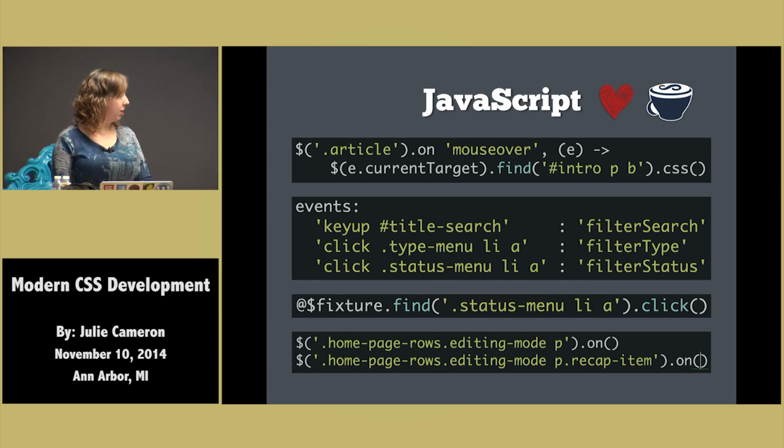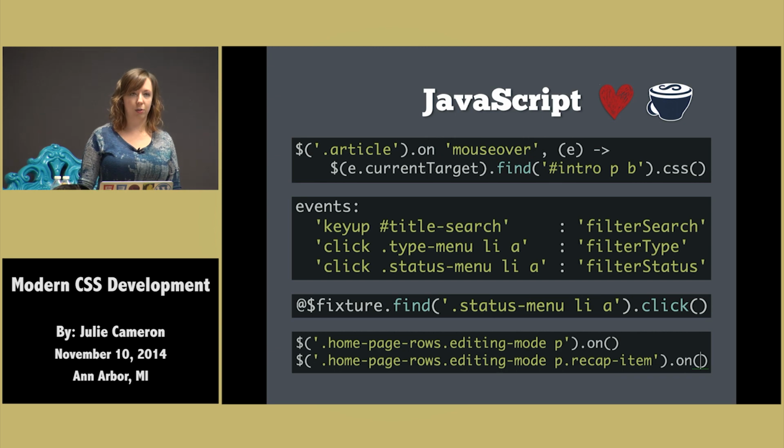So we kind of have the same problem here. In our first example, we're looking for an article, we're going to mouse over it, and then we're going to look for an intro ID containing some paragraphs, containing some bold tags. Well, I hope I don't get in a semantic mood and change all of those bold tags to strong tags, because then my JavaScript breaks.